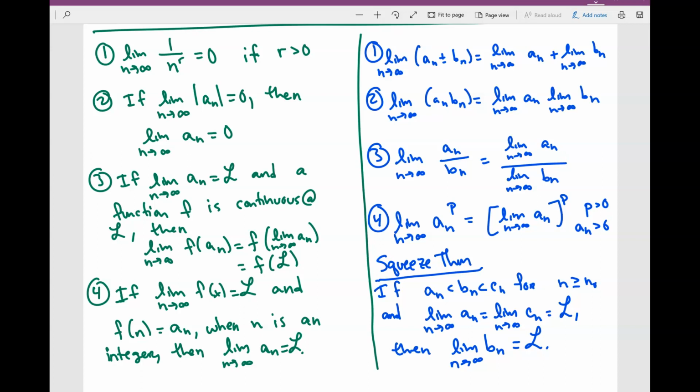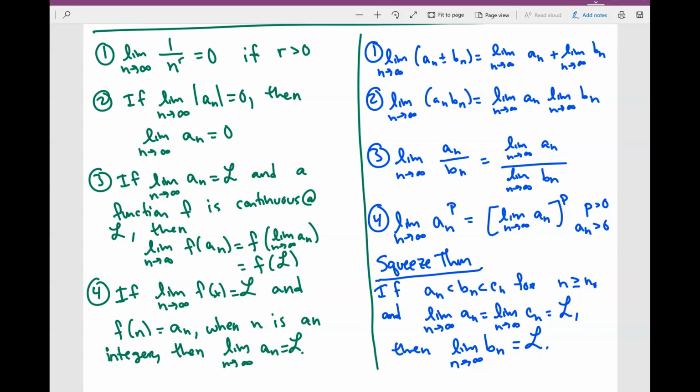So for example, the first one says that if you take the limit as n goes to infinity of 1 over n to the power of r, as long as r is positive, this is just going to be equal to 0. And you can imagine it because 1 over infinity is basically 0. The second thing is that if you take the limit of the absolute value of a sequence and it equals 0, then the limit of the regular sequence is also going to be equal to 0.